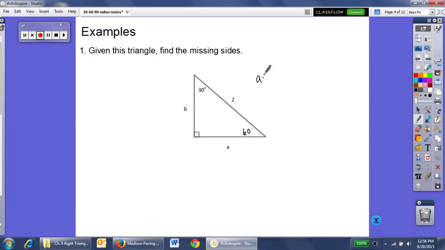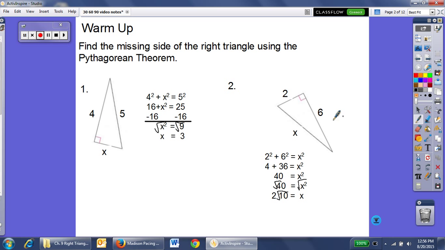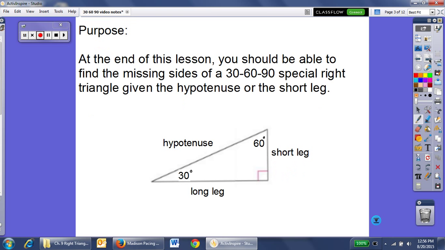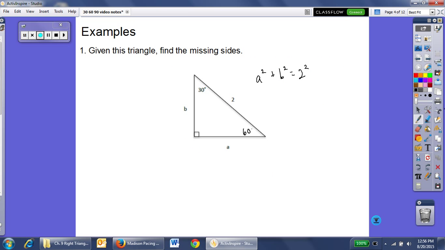We can write a squared plus b squared equals 2 squared. And as we try to simplify, we're stuck. We have two variables, and there's no way that we can solve this. The big difference between these problems is that there are two missing sides, A and B, we need to find numbers for. In the warm-up, there was only one missing side, so it was possible to use the Pythagorean theorem. Since the Pythagorean theorem does not work here, we need another strategy.